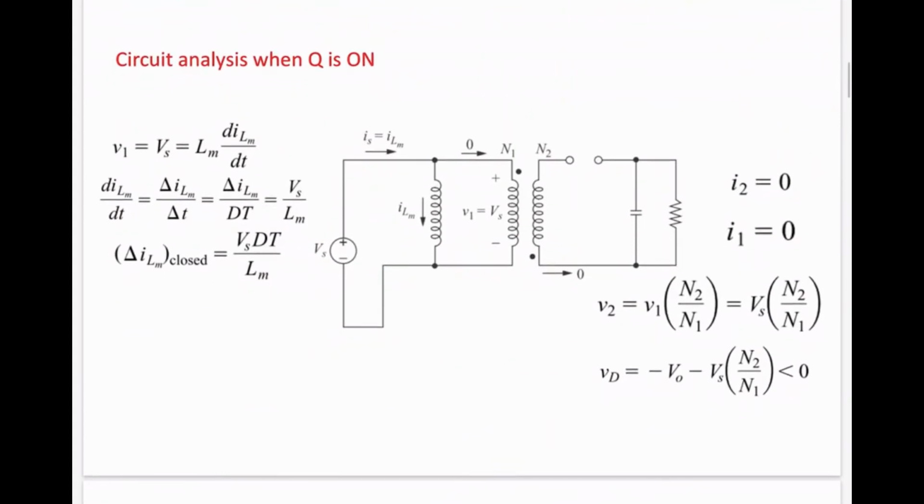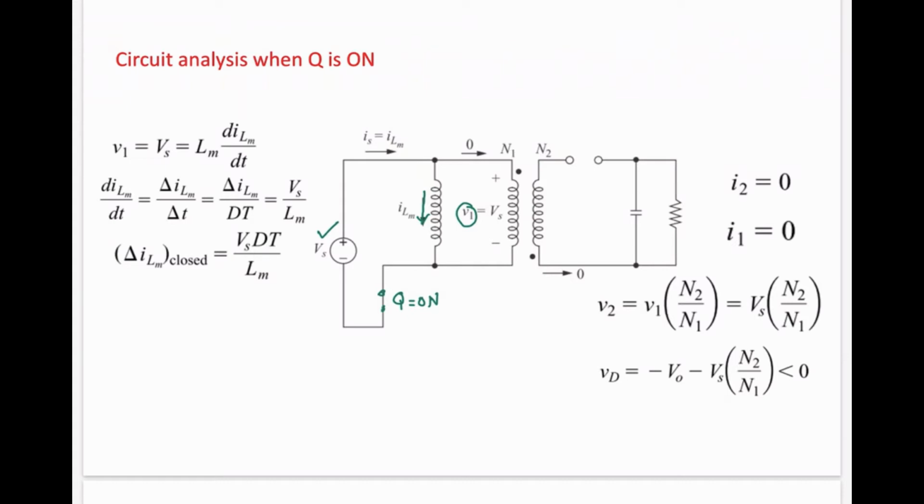So now let's analyze this circuit when Q is in the on state. The switch is in the on state. Because of that, now the voltage across the primary winding, that is V1, will be equal to our supply voltage Vs, and the current will be increasing through this magnetizing inductance, and we assume that it will be increasing linearly because the circuit is operating at a very high frequency.